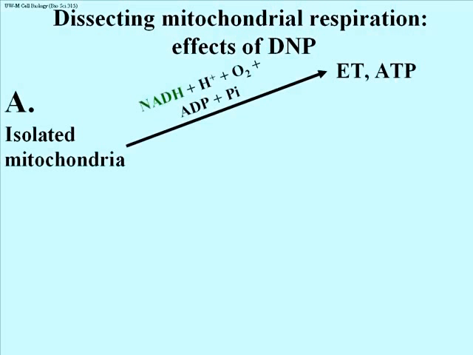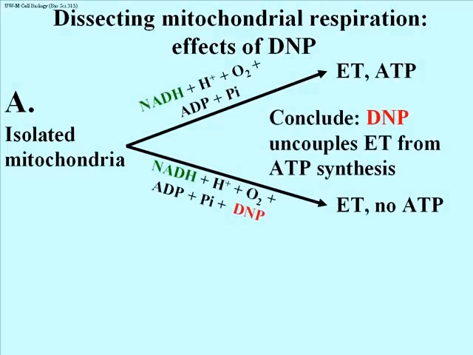Mitochondrial isolates could oxidize NADH or FADH2, consume oxygen, and make ATP, as suggested here. Mitochondria treated with dinitrophenol, while still able to oxidize the reduced electron carriers and consume oxygen, would not make ATP. Investigators concluded that the DNP uncoupled electron transport from ATP synthesis. In other words, the two processes were coupled but were actually independent processes.